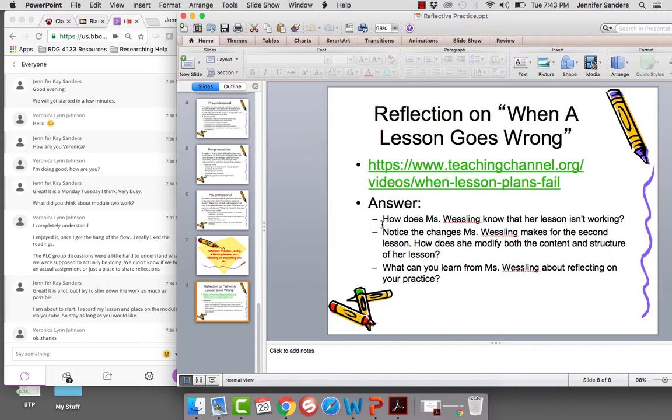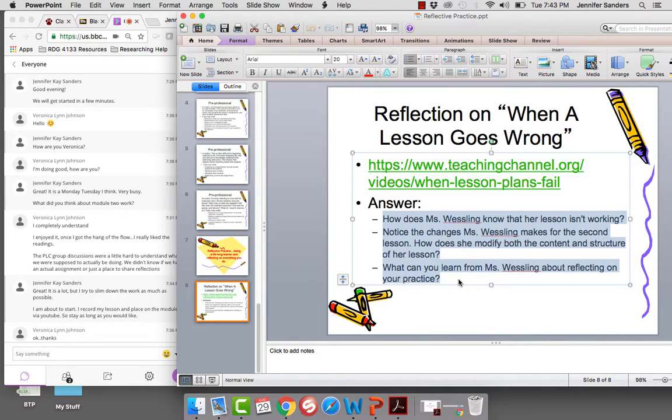All right, so when we talk about reflection, we're going to look at when a lesson goes wrong, and here are the questions that you really want to focus on. And these are some very interesting questions. And yes, we're going to be looking at when a lesson goes wrong. And so this is part of our hook. So I want you to actually watch this lesson on your own, because this is going to go into our focus instruction on being a reflective practice. And it's a Teaching Channel video. Here's the link. Go to it and take a look at it, okay?